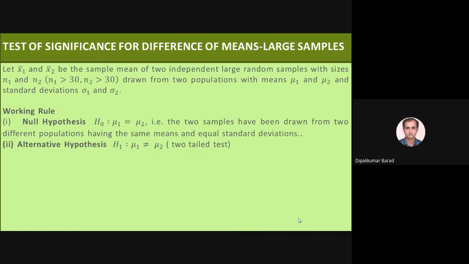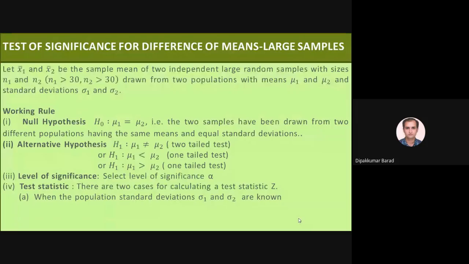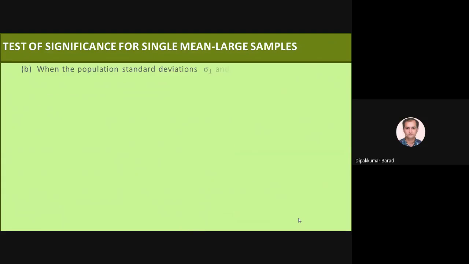Alternative hypothesis, mu1 not equal to mu2, or mu1 less than mu2, or mu1 greater than mu2. And level of significance alpha, test statistic z. First, when the population standard deviations sigma 1 and sigma 2 are known, you have to use this statistic: x1 bar minus x2 bar upon under root sigma 1 square upon n1 plus sigma 2 square upon n2. So this is the first way you can calculate the statistic if you are given two different standard deviations.